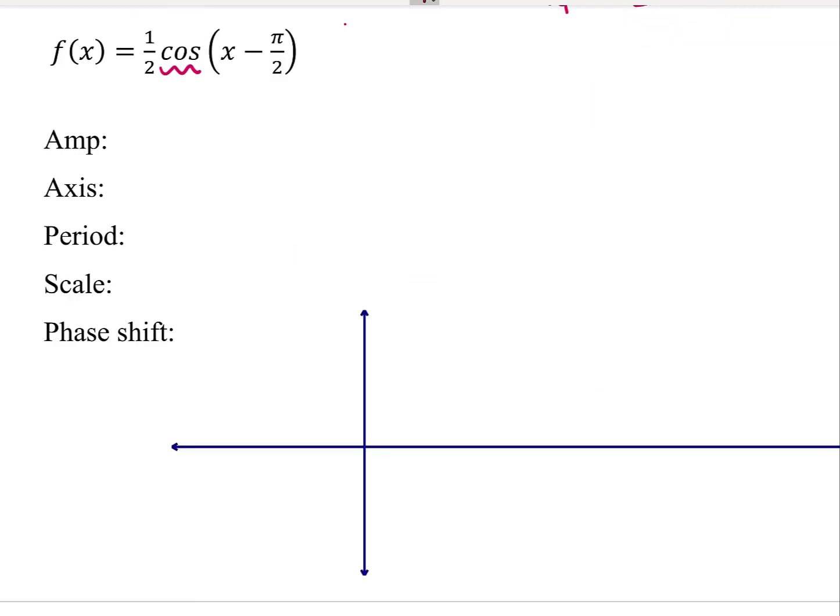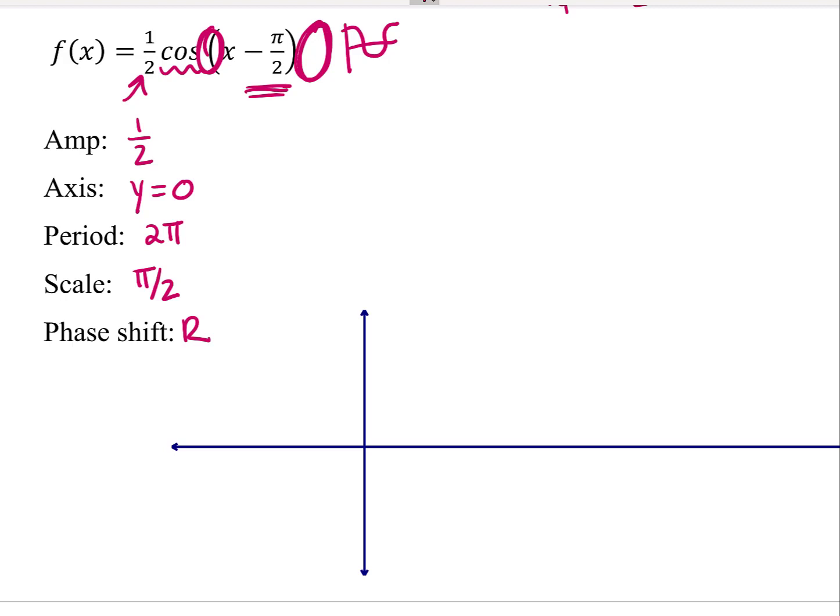We have a cosine graph. So in our brain, the cosine starts high and ends high. We have an amplitude of 1/2. The axis is at y is equal to 0 because there's nothing being added or subtracted at the end that makes us shift up or down. The period is 2 pi because there's no b value. The scale is pi over 2, period divided by 4. And the phase shift this time is right by pi over 2.